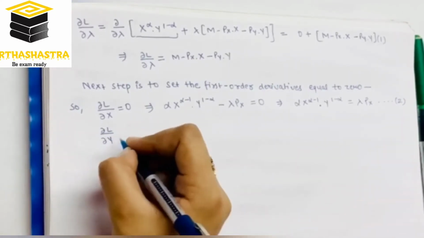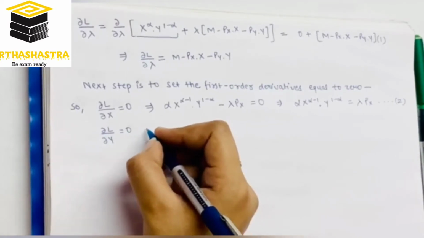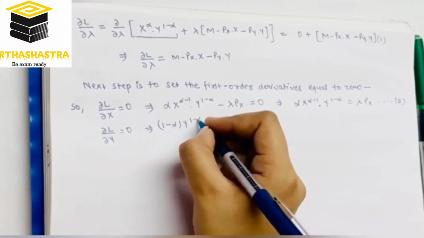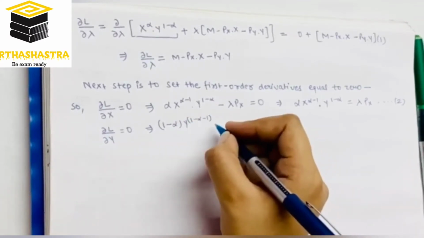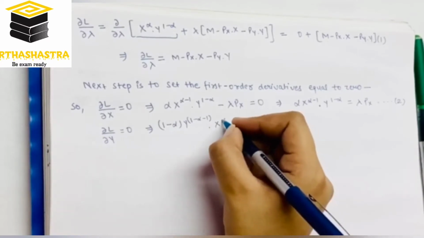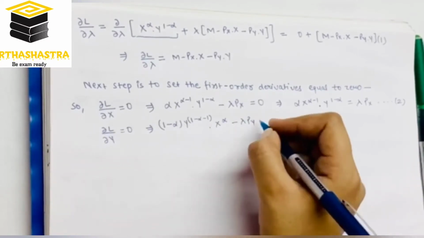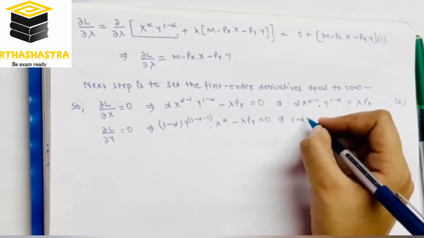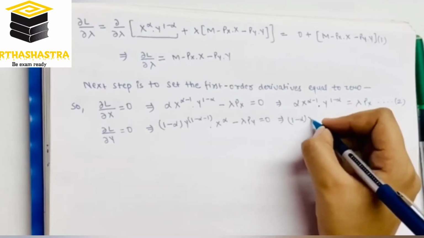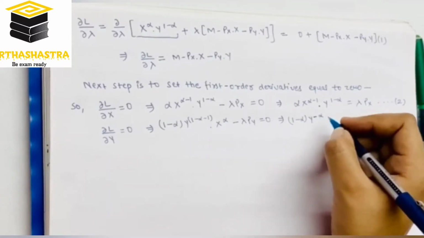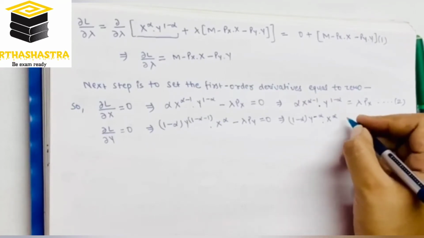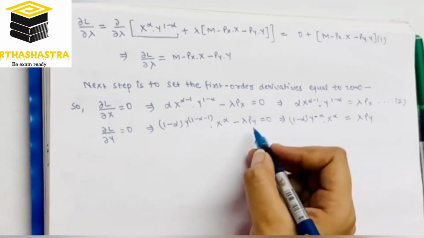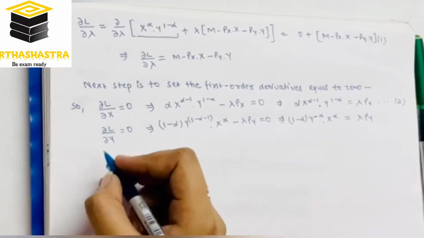Setting del L by del y equals to 0, we get 1 minus alpha y 1 minus alpha minus 1 times x raised to the power alpha minus lambda py equals to 0. So we will have 1 minus alpha y minus alpha times x alpha equals to lambda py. We again took this term to the RHS.